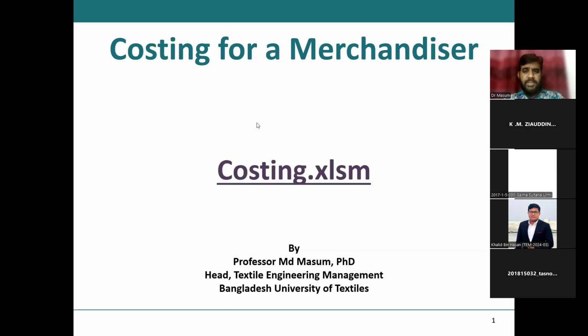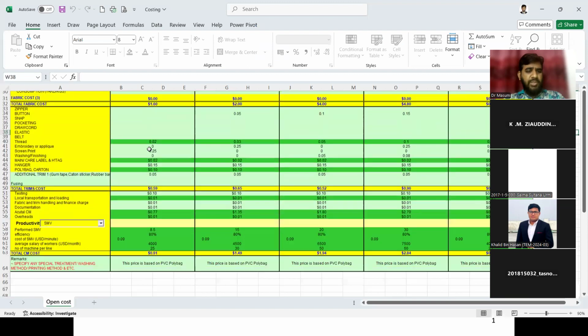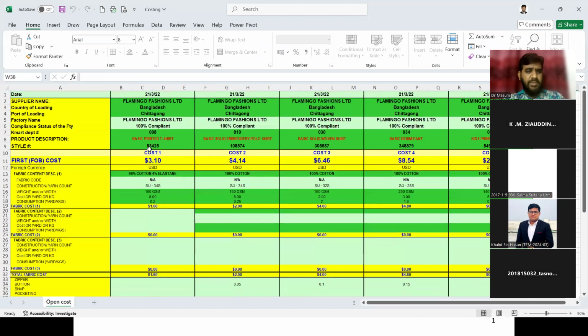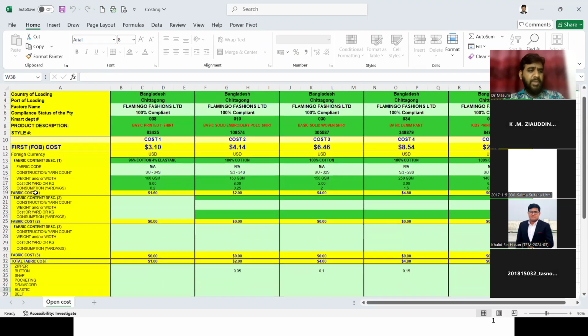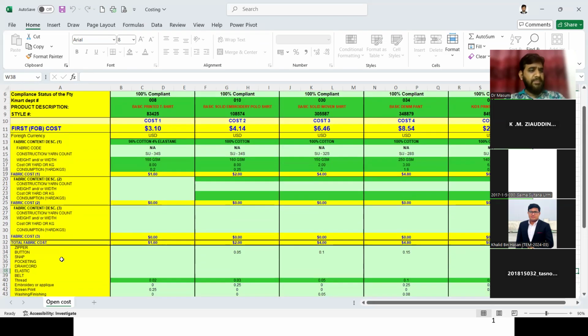So when, as a merchandiser, you negotiate the price with the buyer, you usually use this type of costing format. This is the costing format usually used by merchandisers. The common information here is fabric cost or FOB. Number one is fabric cost. Number two is, if there are more than one product, fabric content, fabric port, yarn count, weight and width, with cost per yard or kg, consumption yard or kg.